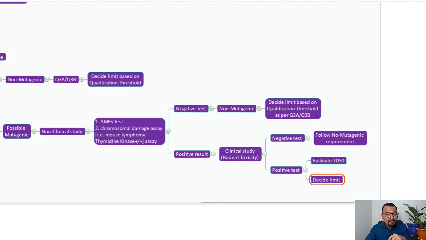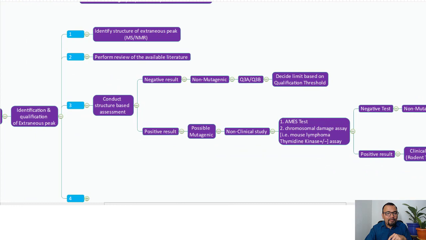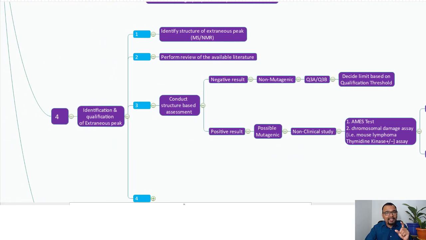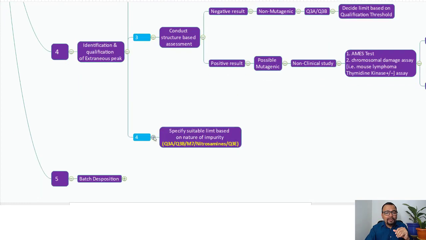So this is the entire process you have to think of in qualifying impurities: identification followed by qualification, or deciding the limit for the impurities. Based on this entire data, you can decide the limit for the newly identified impurity, using Q3A, Q3B, M7, nitrosamine guidance, or the recent ICH guideline Q3, which is still under recommendation. These kinds of guidelines will help you in deciding the limit for the impurities.